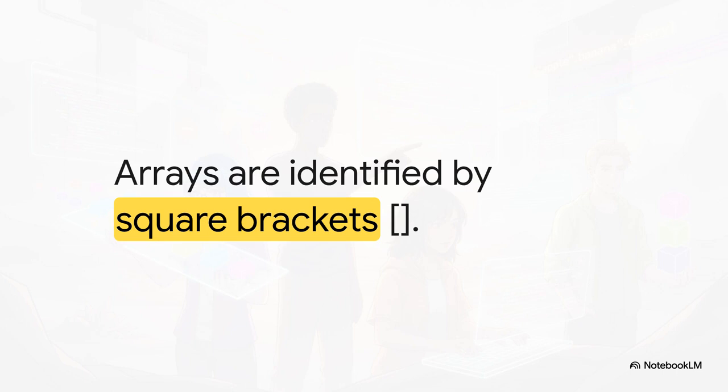And here's your golden rule for recognizing them out in the wild. The universal visual cue for an array in JavaScript is the square bracket. Whenever you see those two square brackets facing each other, JavaScript is literally telling you, hey, we are working with an array here. It really is that simple.